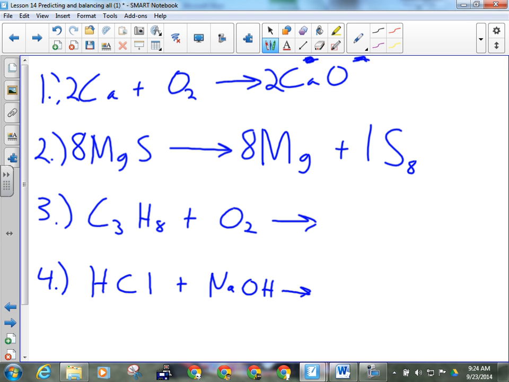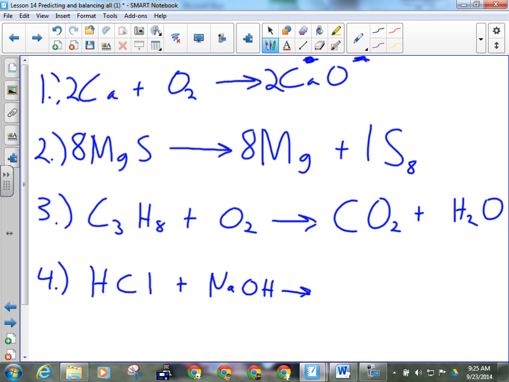Number 3, I've got carbon and hydrogen together in a compound reacting with oxygen. What kind of reaction starts that way? Take a guess. Combustion. What are always the products of a combustion reaction? CO2 and water. This isn't one where you try and figure them out. This is one you just memorize. Products of a combustion reaction are always CO2 and water.